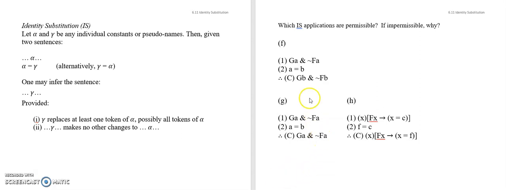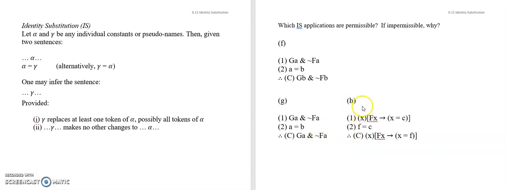Okay, hopefully you've had a chance to pause and get these. In this case we have an illustration of replacing multiple tokens of the same individual constant, and it can also be a pseudonym throughout, and that's absolutely permissible as well. Possibly all tokens, but at least one is required. So F is permissible. That is a legitimate use of IS. Let's take a look at G. Is G a legitimate use of IS? The answer is no. This is impermissible. You have to replace at least one token. Not a single token is replaced. Therefore, this is an illegitimate use of IS, okay? So you can't get a repeat of the clause for free that way.